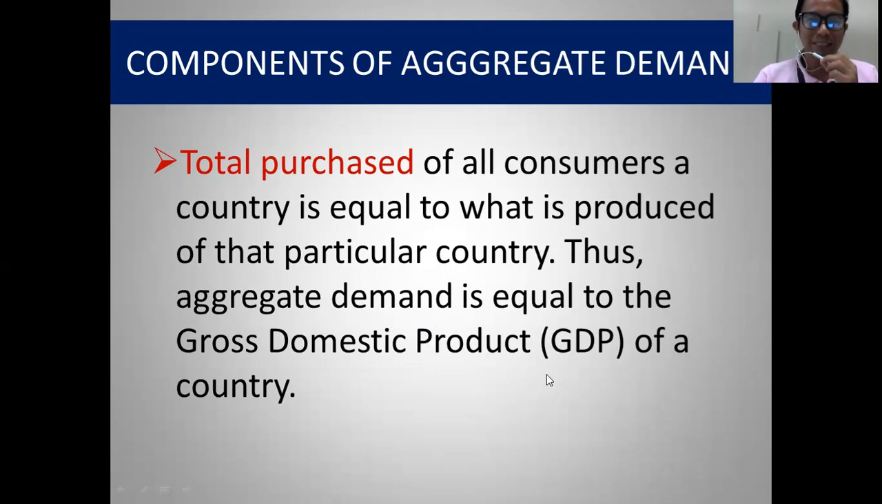What is gross domestic product? Gross domestic product is equal to the total output, total goods and services produced by the economy within the territorial boundary of that country for a specified period of time. That is gross domestic product.